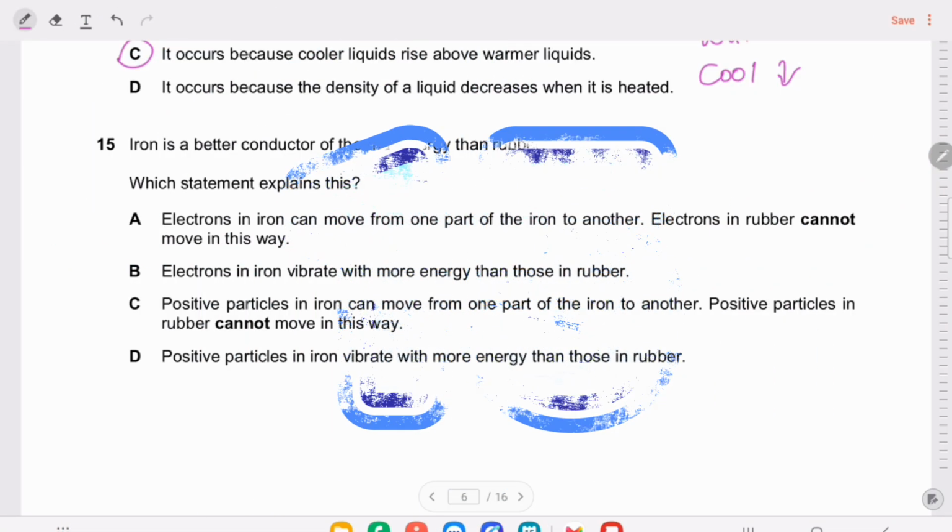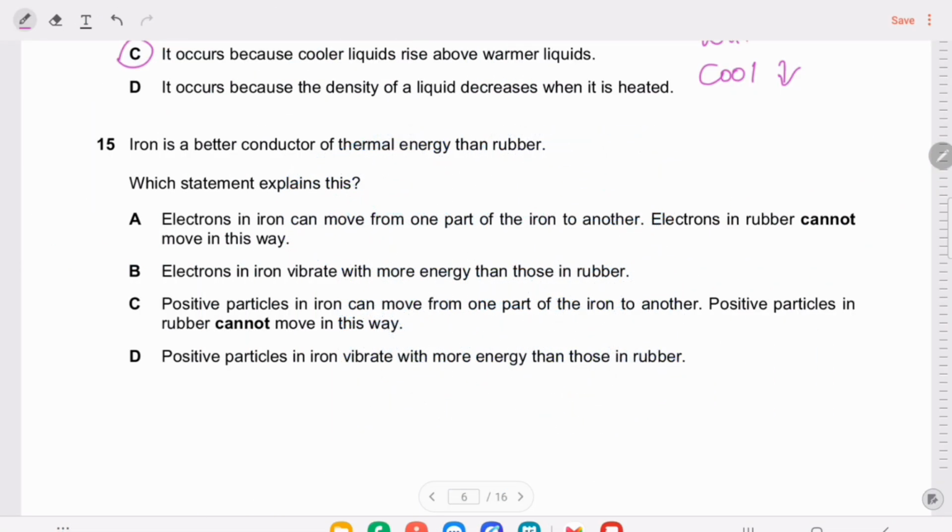Iron is a better conductor of thermal energy than rubber. Which statements explain this? Electrons in iron can move from one part of the iron to another. Electrons in rubber cannot move in this way. Electrons in iron vibrate with more energy than those in rubber. Positive particles in iron can move from one part of the iron to another. Positive particles in rubber cannot move in this way. Positive particles in iron vibrate with more energy than those in rubber.